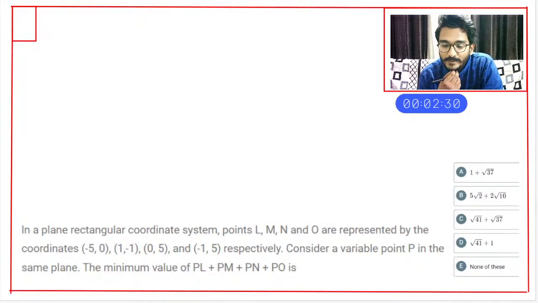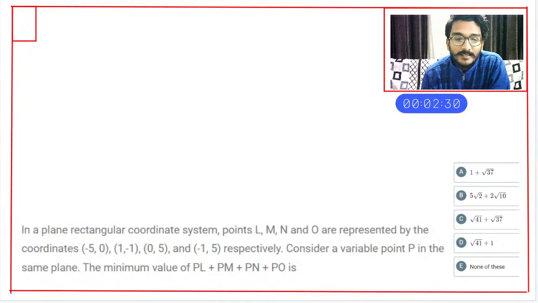XAT is an exam based for the MBA. So it's an MBA preparation exam.